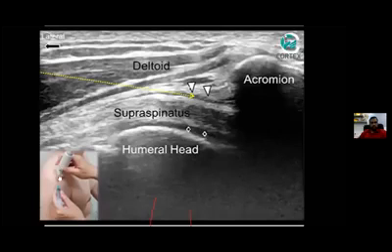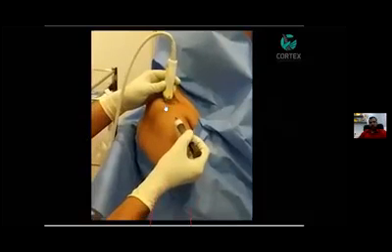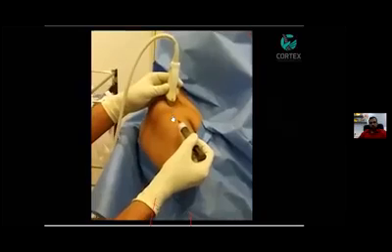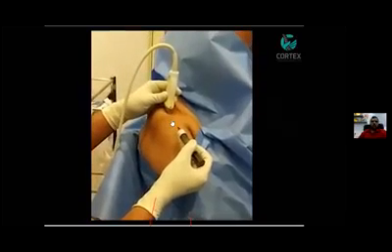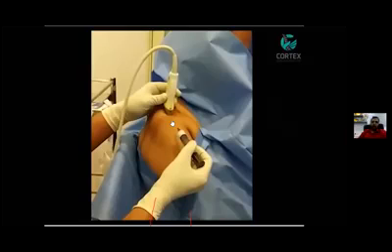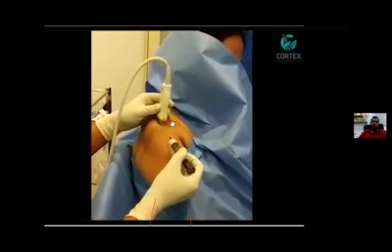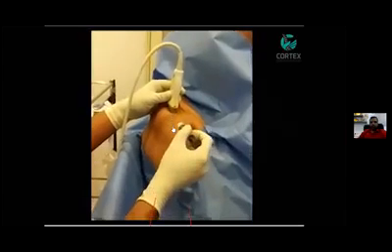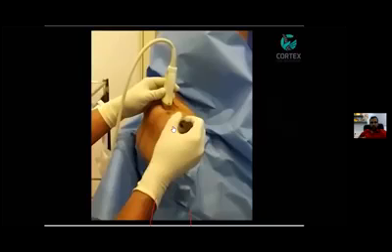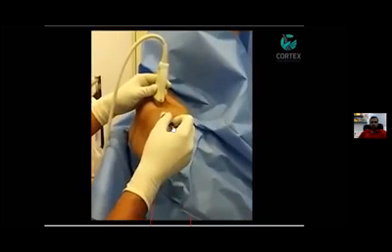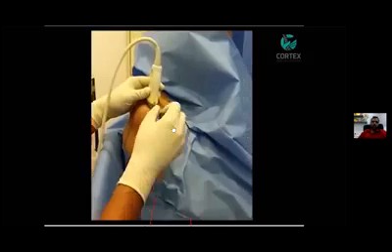So if this is the probe, you start a little bit below the probe end so that your needle will be parallel to the probe. It will be easy to see the needle if you do it like this. Most of the time we start just lateral because it will be difficult to see the needle. So measure that depth and start below that.